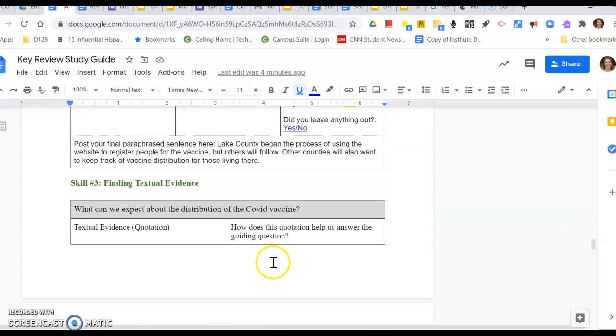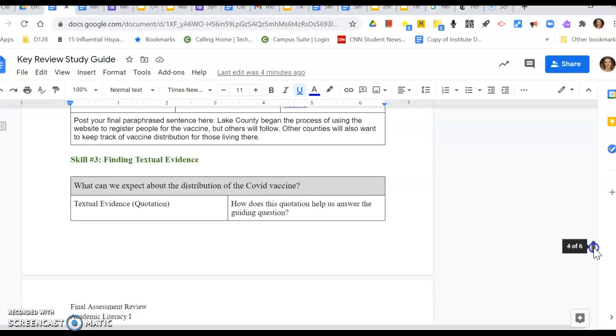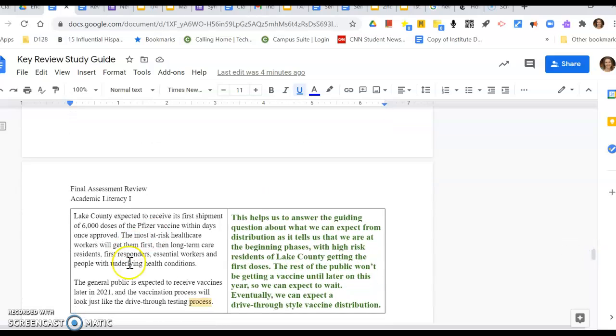Textual evidence. The question that we were trying to investigate is what can we expect about the distribution of the COVID vaccine? And I thought that evidence that answered that the best was the final section, where it said where Lake County is in the distribution process, when the general public can expect to receive the vaccine. So I pulled that evidence out.